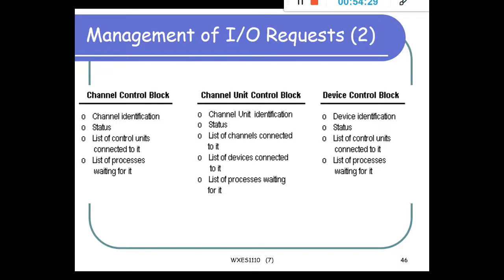So the traffic controller also traces backward from the device to the control units, and from the control units to the channels. Okay. If a path is not available, the process is linked to the queues kept in the control blocks of the requested device, control unit, and channel.